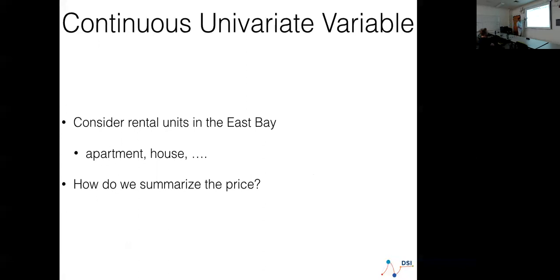So I have this data. I have rental units in the East Bay, apartments and houses and so forth. I want to know how to summarize price. That's all. It's really simple. Unique areas. How do I summarize price? Summary statistics or boxplots is one. Summary statistics. Okay. I was hoping I'm going to start with this.